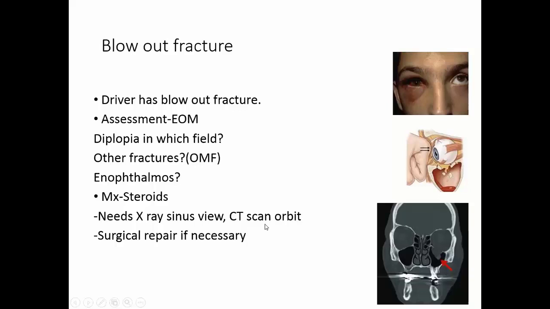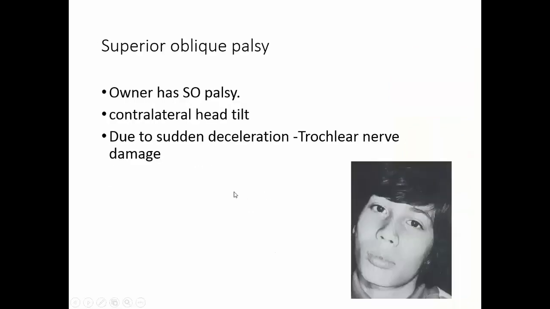but you may always have to do the CT scan for medico-legal purposes, and also for proper diagnosis, and for the surgeon to decide how to approach. If the fracture is very large and a significant amount of orbital contents have gone into the maxillary sinus, you may have to operate on these patients. Otherwise, sometimes they can be managed conservatively.